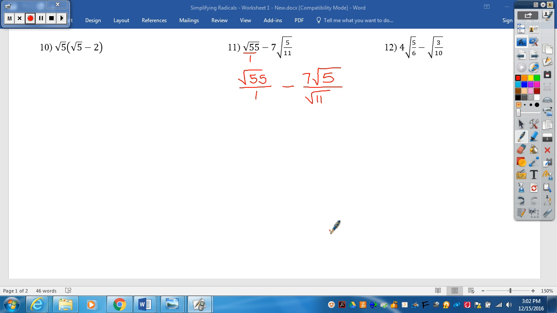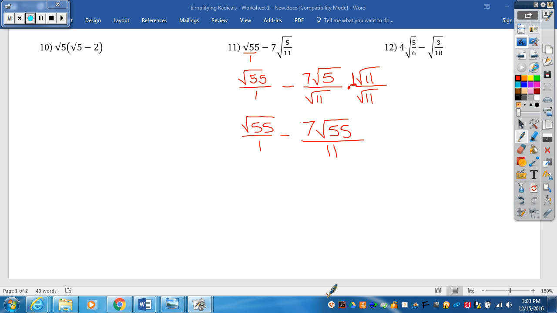Now, I've gotten rid of the fraction underneath the radical, but I still have a radical in the denominator. So what am I going to do? Well, if you remember from the other day, we're going to rationalize this denominator, multiplying by radical 11 over radical 11. And so what that gives me is this. Radical 55 over 1, that's this first fraction here, minus 7. Now, I can multiply that by the 1 right there. 7 times 1, multiplying like times like. And radical 5 times radical 11, radical 55.